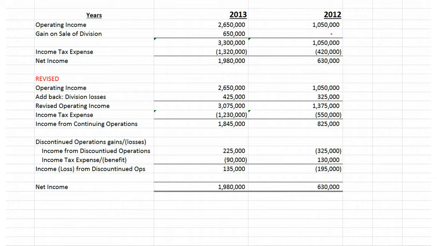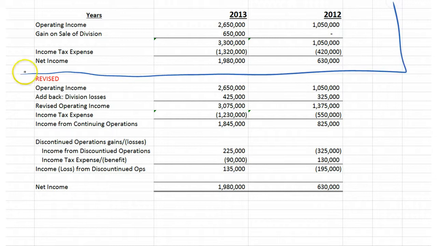So the first thing I want to show you is what's given to you. What you're given is all this stuff up here. And what this tells us, this company has sold a division. So they've recognized the gain on the sale of that division as an ordinary gain, and then they've calculated net income. And of course, the question is that correct? And the answer is wrong. That is not correct.